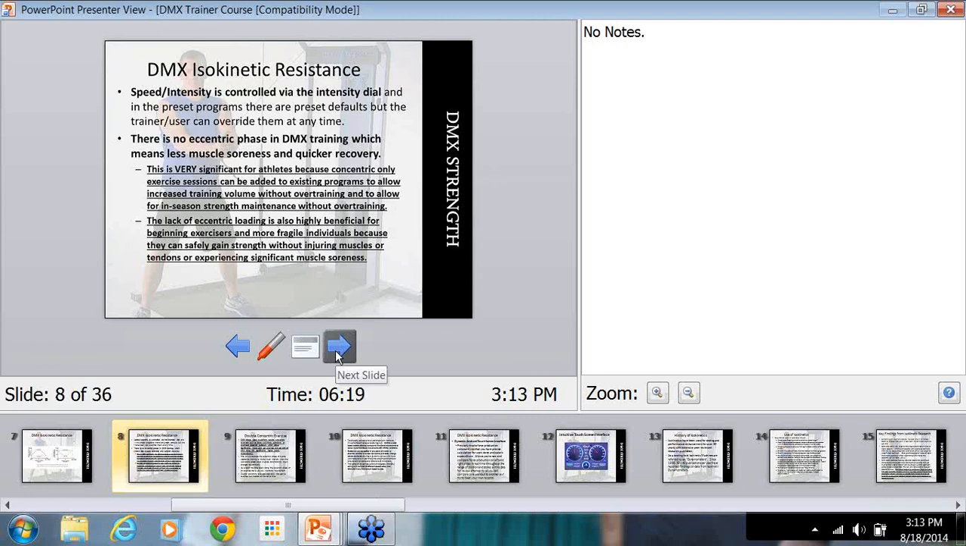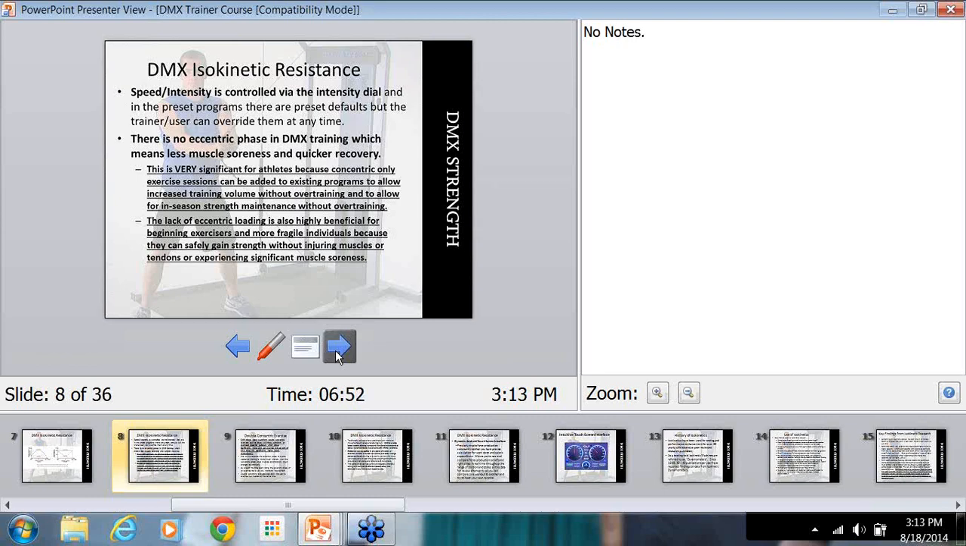DMX isokinetic resistance, and that's what we're talking about today. DMX resistance machine, and you can see a picture of it in the background there, and we'll look at more pictures in a moment. The speed is called intensity on DMX, and it's controlled via an intensity dial. In fact, what that dial is manipulating is motor speed, and you can control it all the time, even when you're using preset programs. In the preset programs, there are preset defaults for this intensity setting, but you can override them, the user or trainer, at any time.